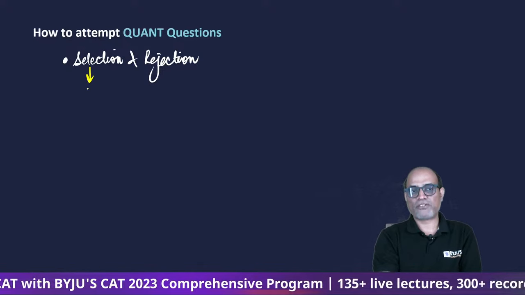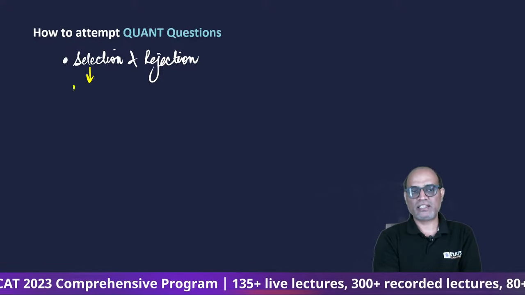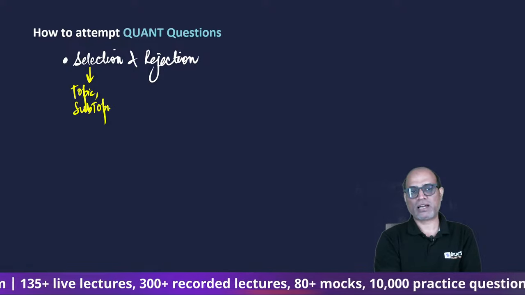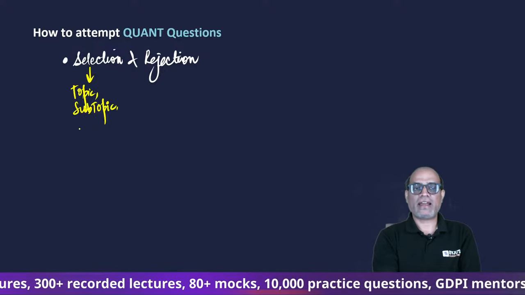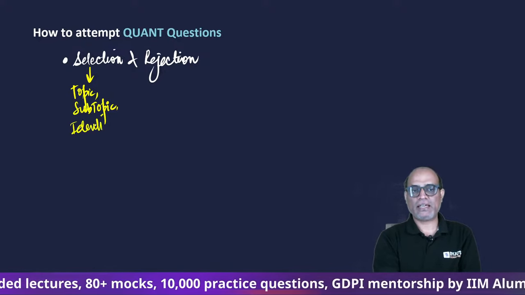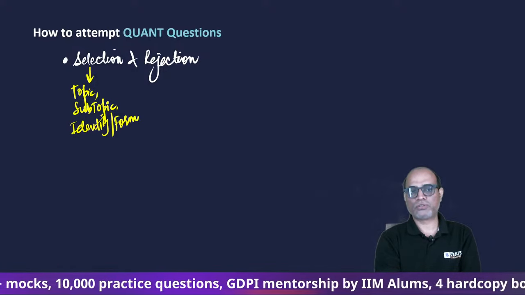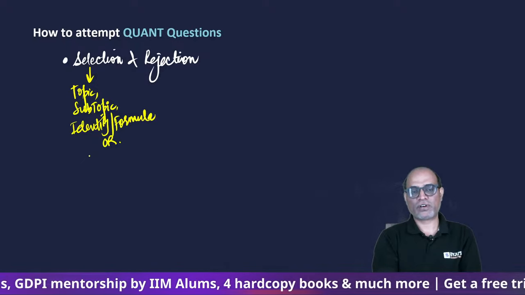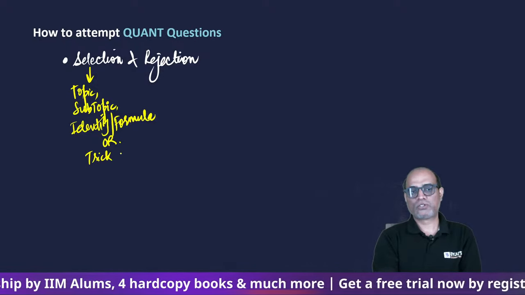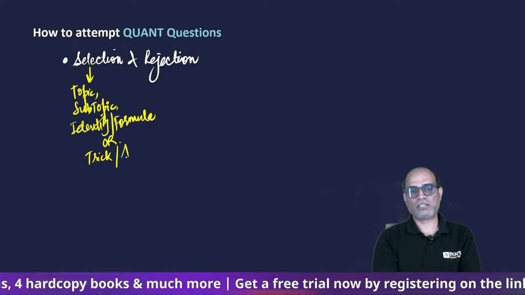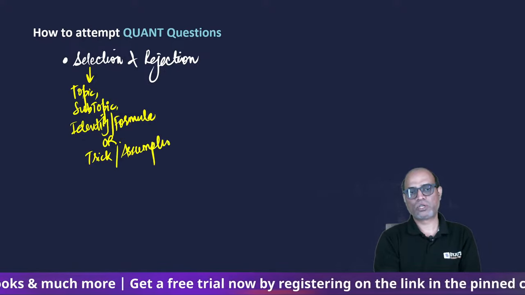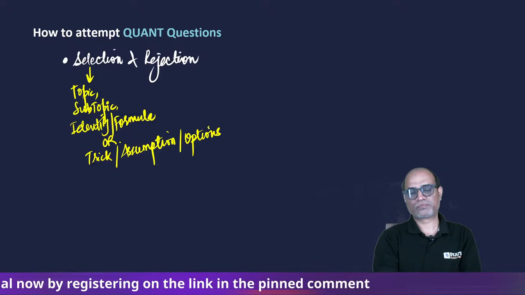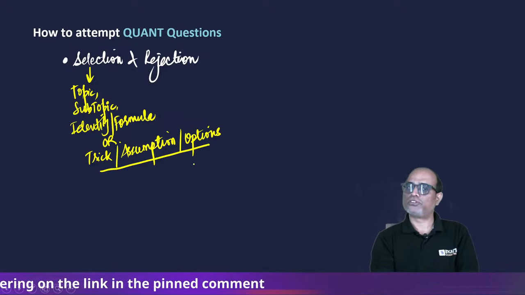So what I do is I understand the topic it is from, then I understand the subtopic it is from. I'll give you examples of this. And then is there any identity or formula that it is going to use? Or does it have a trick to such a question, right? Is there any assumption that I can do, right? Or I have to use options. ये तरीके हैं solve करने के.